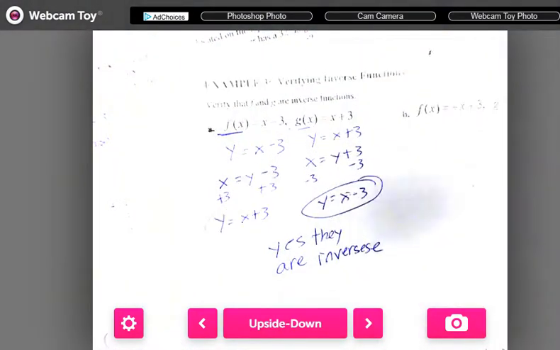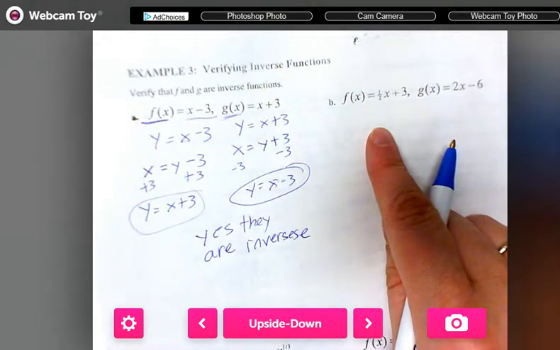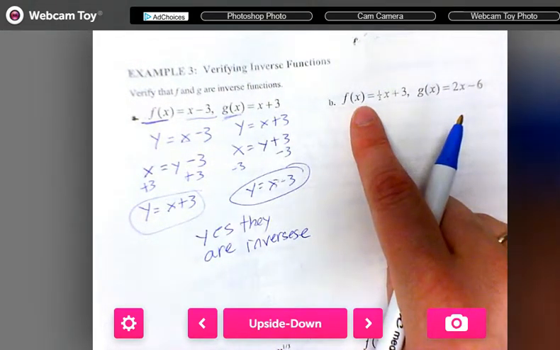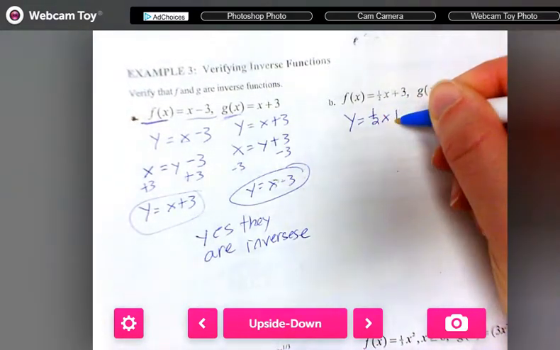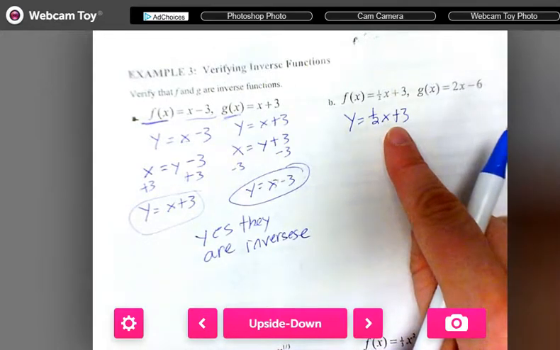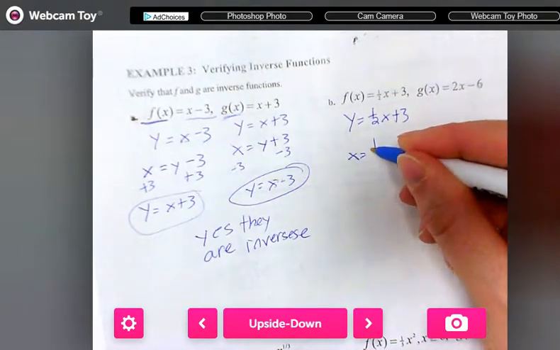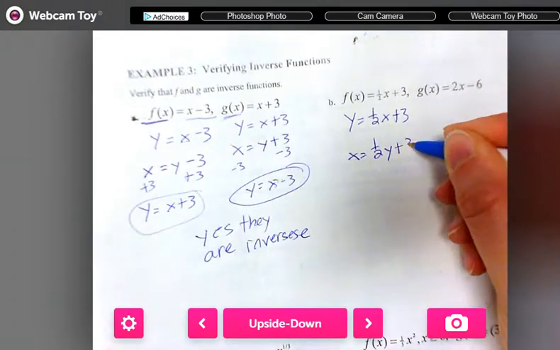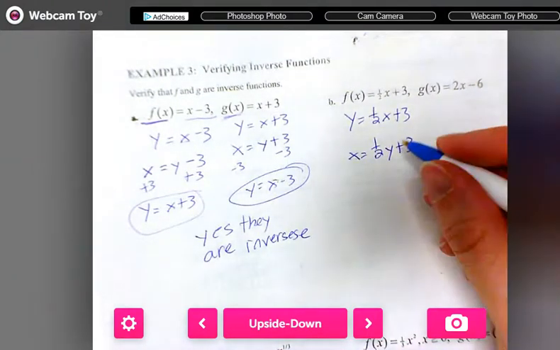Okay, so you guys help me out. What's the first thing I do for b? Instead of f of x, I'm going to write y. Okay, now what do I do? I've got y equals 1/2 x plus 3. What do I do next? Nope. X equals 1/2 y plus 3. Now what do I do? Subtract 3, good.